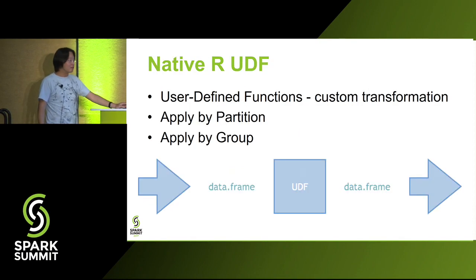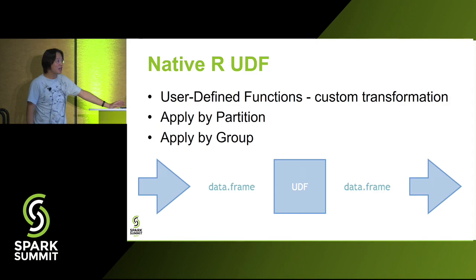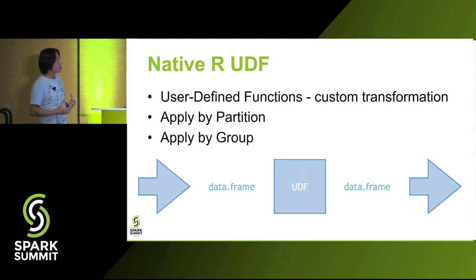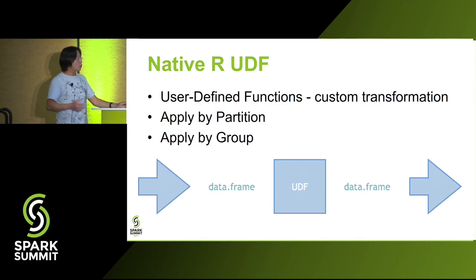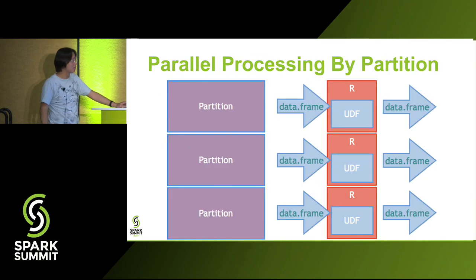So R native UDF. UDF is basically user-defined function, a custom transformation you can write in R code that you want to apply to the data set you have. The way this works in SparkR, we support 2 different forms of it: apply by partition and apply by group. The way this works underneath the covers is you define the UDF, we take the data set, convert it into the native R data frame, pass it to your UDF so that your code would execute, and then we expect to get the R data frame back.